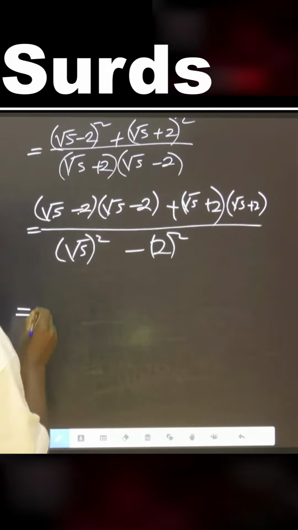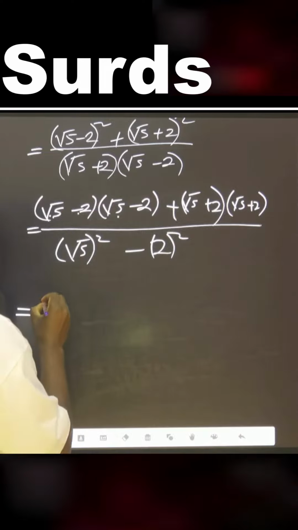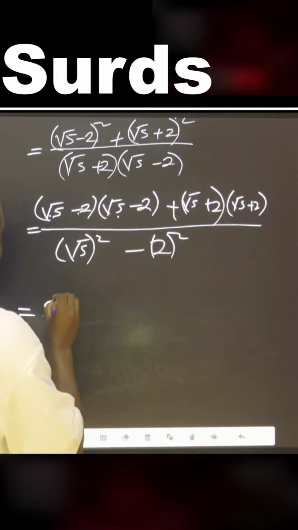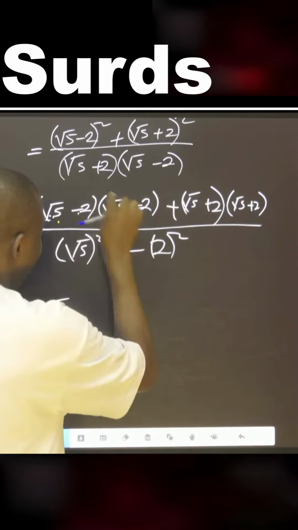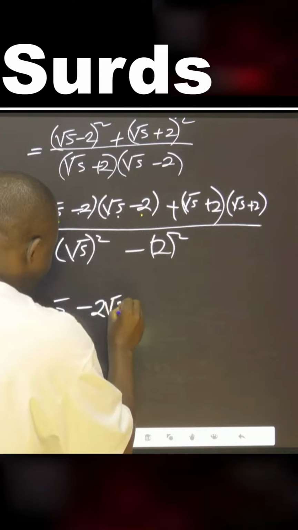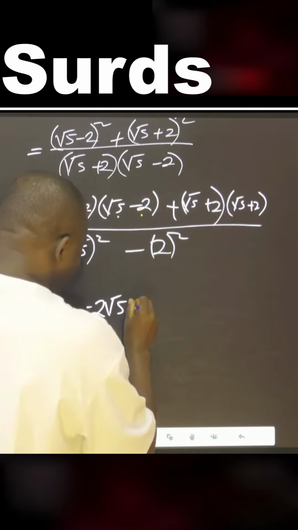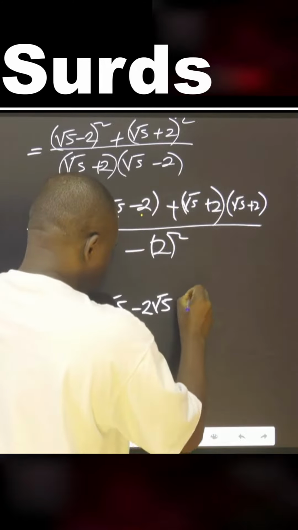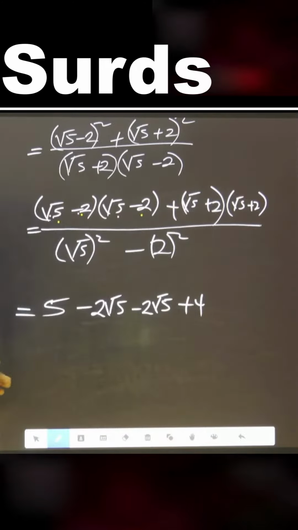That is equal to, this multiplied by this will give us the square root of 25, which is 5. This multiplied by this will give us minus 2 square root of 5. This is the same thing, minus 2 square root of 5. This multiplied by this is plus 4. Okay, we finish with this one.